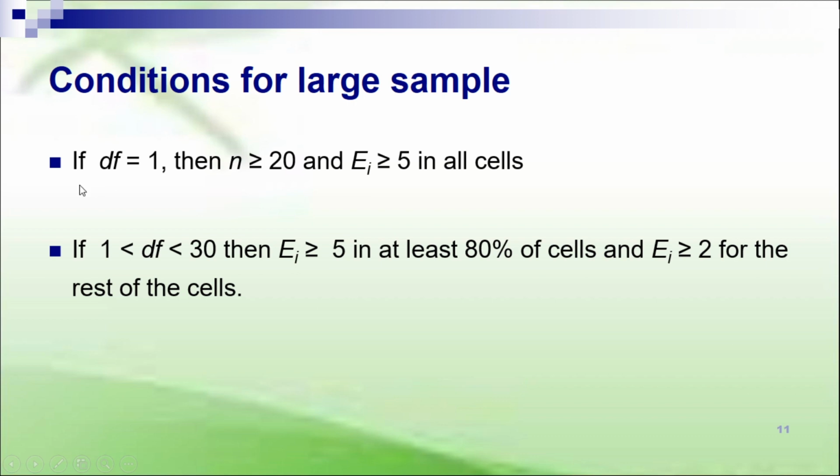Up to this point, just keep in mind, if degrees of freedom equal 1, then n should be greater than or equal to 20, and expected values, E meaning expected frequency, should be at least 5 in all cells. The second case, if degrees of freedom lies in between 1 and 30, then 80% of all cells' expected frequency should be greater than or equal to 5, and in the other cells expected frequency should be greater than or equal to 2. If degrees of freedom is greater than 30, then all expected frequencies should be greater than or equal to 1. That means first we have to consider the degrees of freedom. Later we will discuss how to calculate the degrees of freedom. Then based on this, you have to check the other conditions.